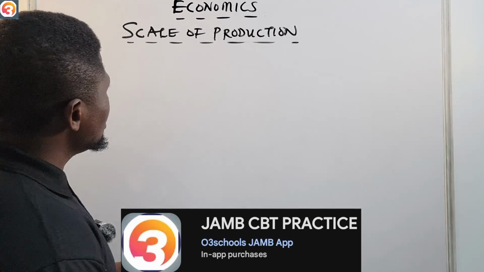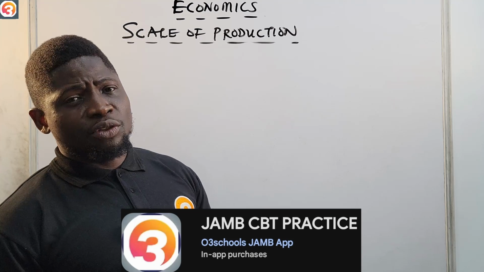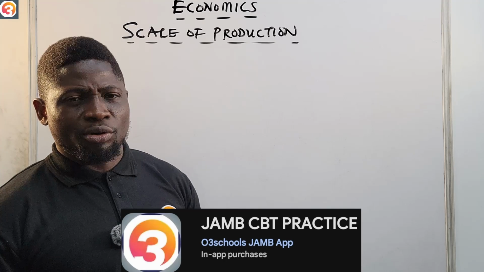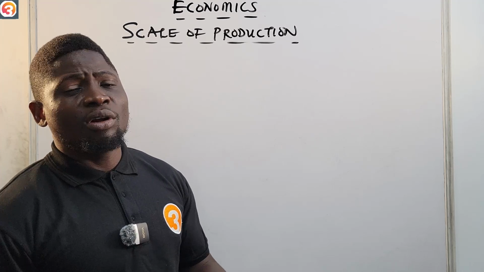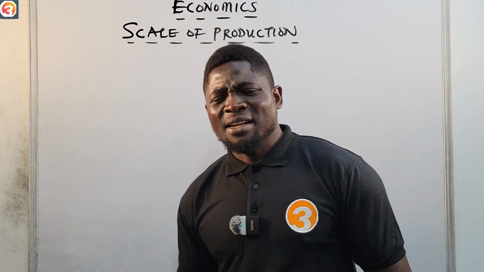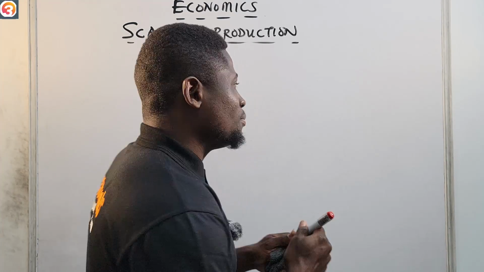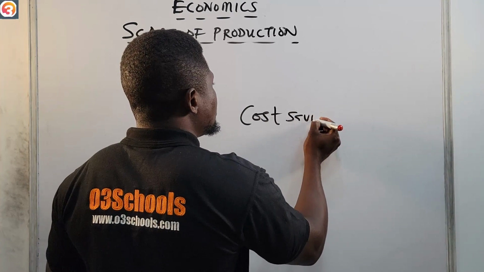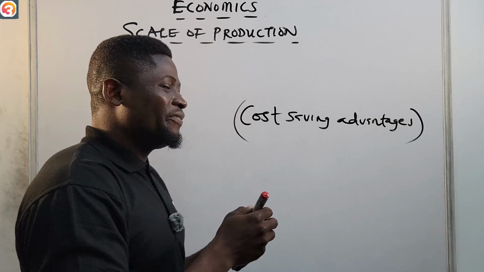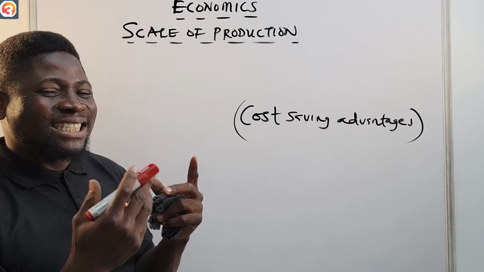Now, quickly, let's continue our discussion on the scale of production. We have said that firms that produce large outputs, we term them to run on a large scale of production, while firms that produce small outputs, we say they are running under small scale production. And then we said at the end of the last episode that there are some cost-saving advantages that firms enjoy when they practice large scale production.